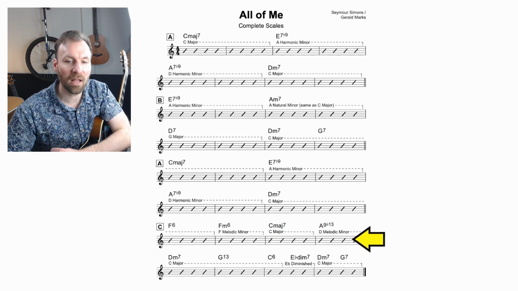And then D melodic minor. You can also do D harmonic minor here. There's a reason I say melodic minor, because one note is different. You can also just do harmonic minor there. And then C major, C major, C major. Oh, E flat diminished chord. So just an E flat diminished scale is what I'd recommend there. And then C major.